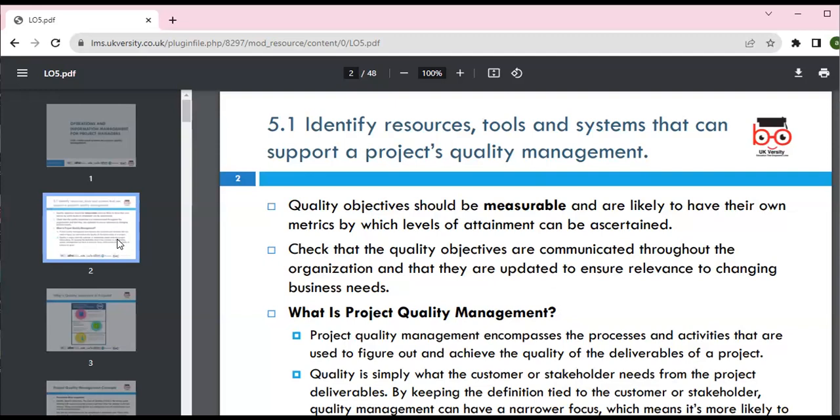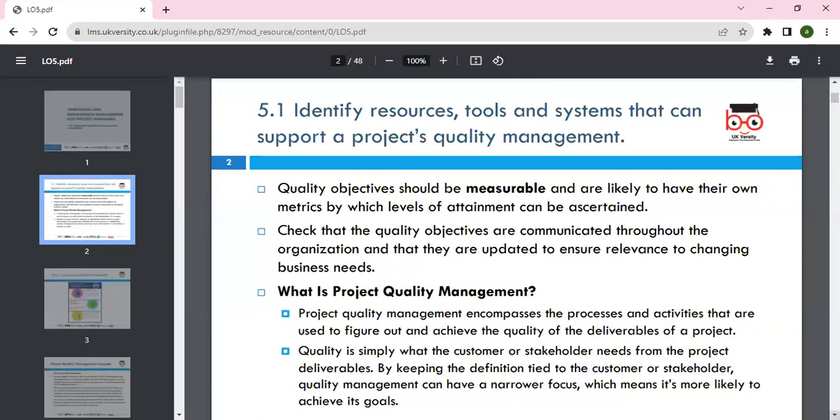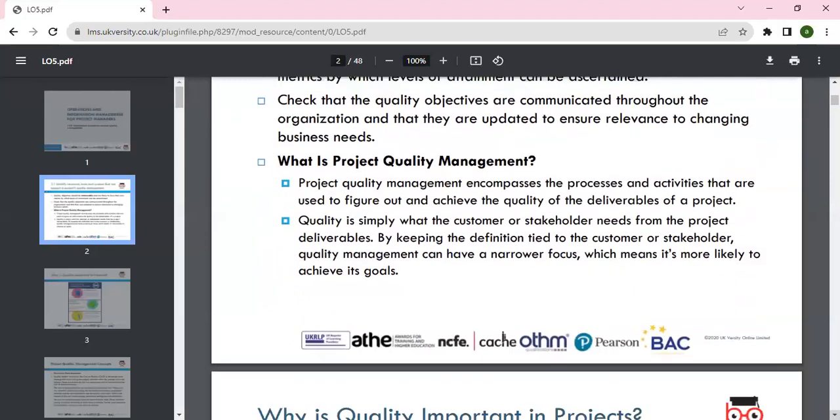So what is project quality management? What is a project? A project is a task. A project is a discipline. Any activity can be a project. It can be any activity in an organization. So project quality management consists of the processes and activities used to figure out and achieve the quality of the deliverables of the project.